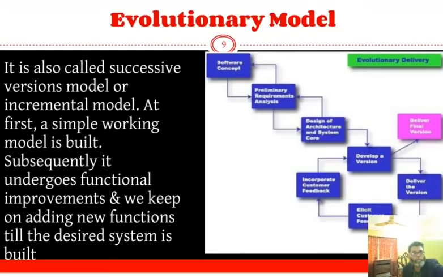Then comes the evolutionary model. It is also called successive version model or incremental model. At first, a simple working model is built. Subsequently, it undergoes functional improvements, and we keep on adding new functions till the desired system is built. Evolutionary model is a combination of iterative and incremental model of software development lifecycle. The evolutionary development model divides the development cycle into smaller incremental waterfall models in which users are able to get access to the product at the end of each cycle.